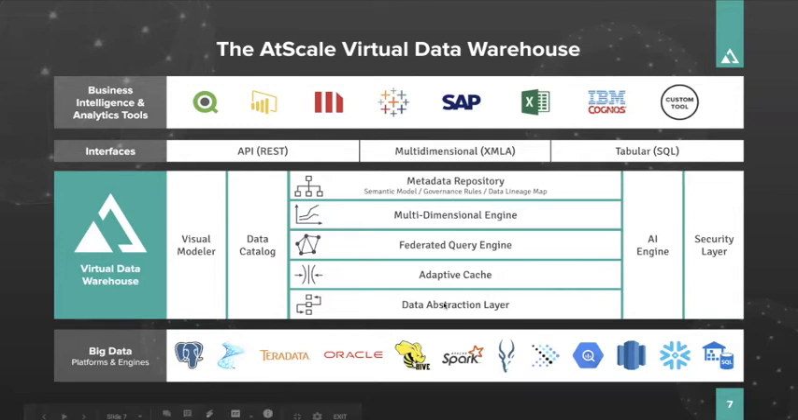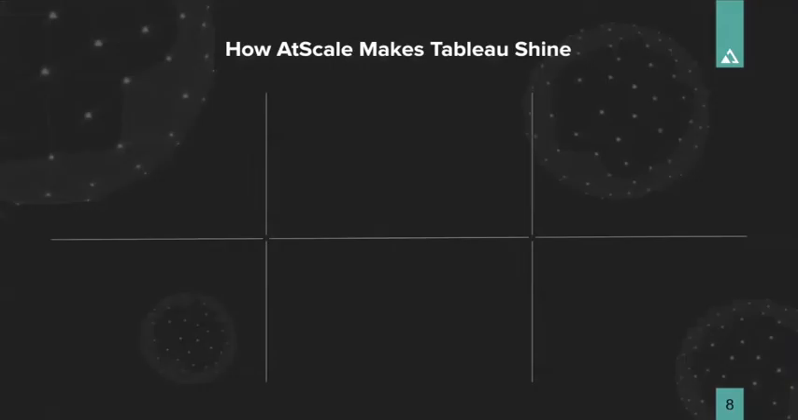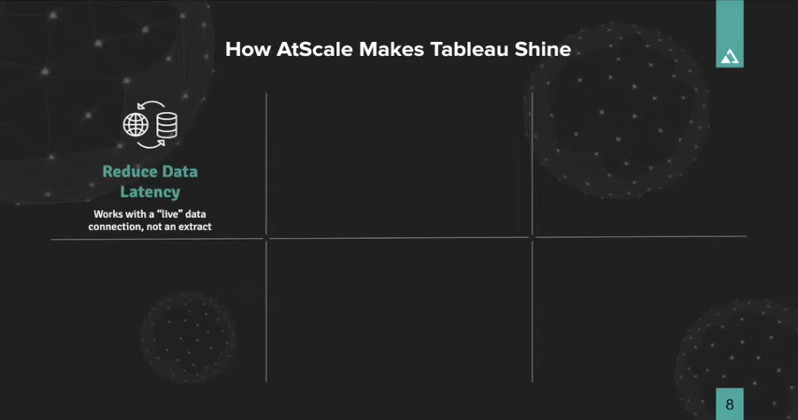Security is really important here, and this is where the governance comes into play. I'm hoping I can show you that in the product in detail. So how is it that we specifically make Tableau even better? Well, first of all, we're going to reduce and actually eliminate your data latency. So how do we do that?